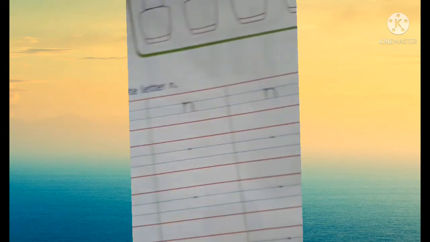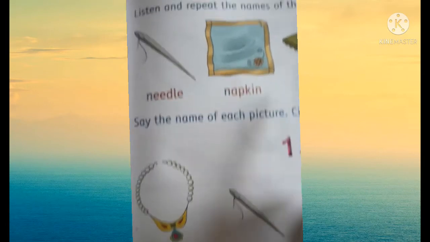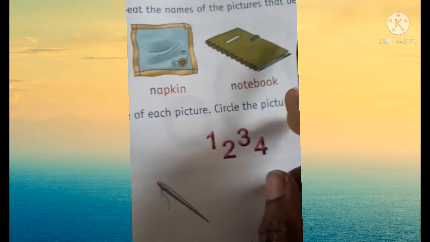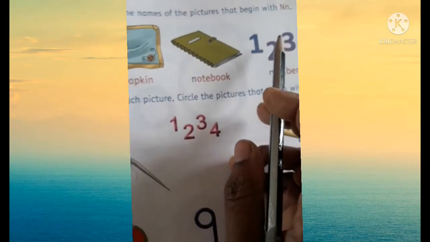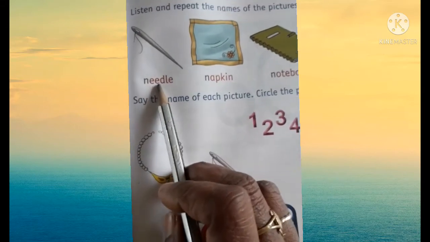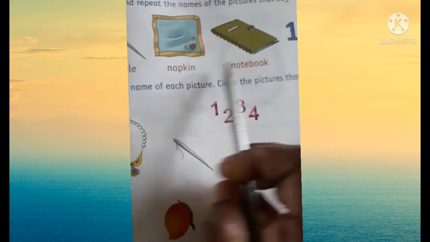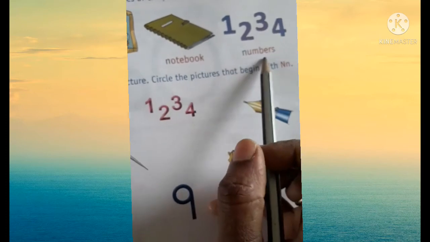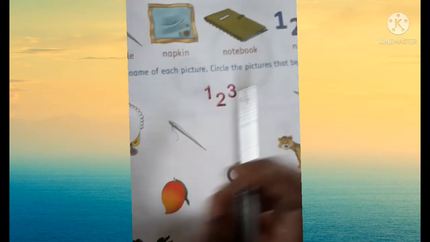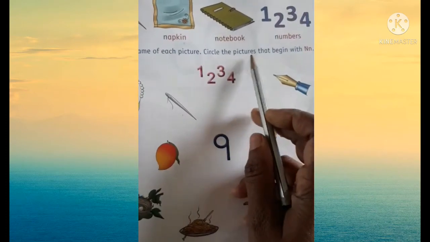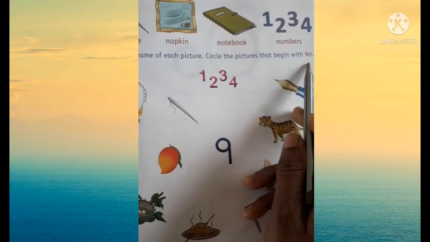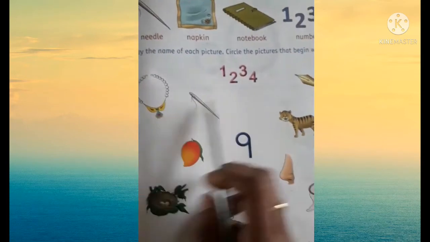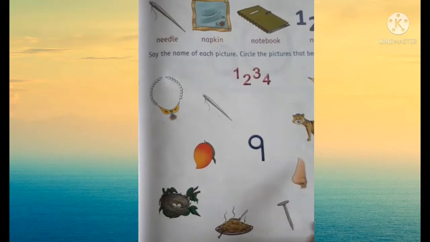Okay. Next is listen and repeat the names of the pictures that begin with N. N for needle, N for napkin, N for notebook, N for numbers. Next is circle the pictures that begin with N letter. Firstly, I will say all the pictures' names.